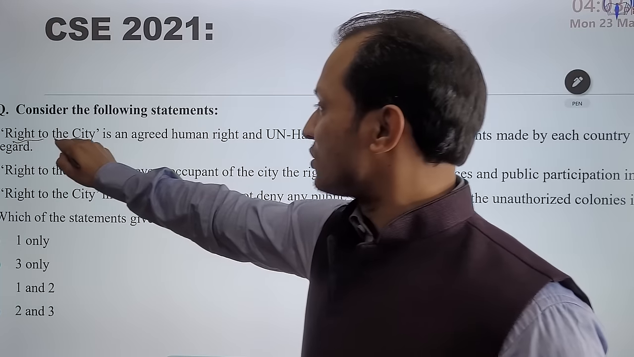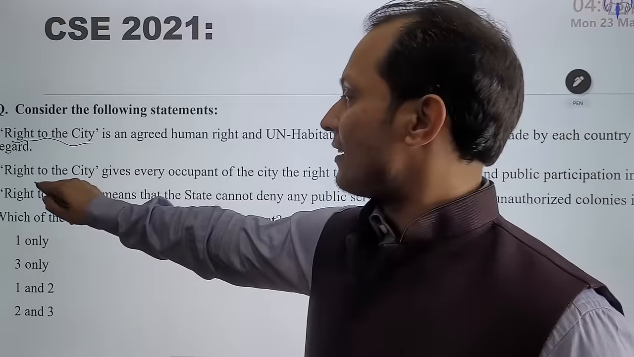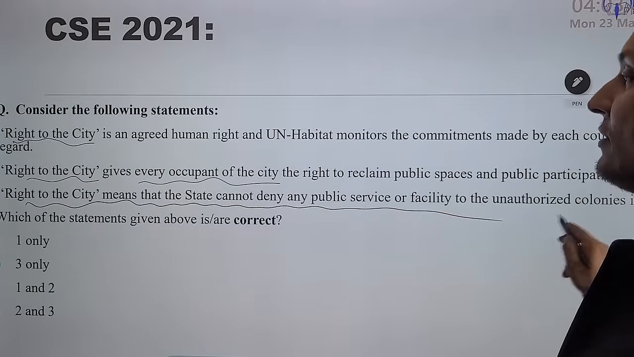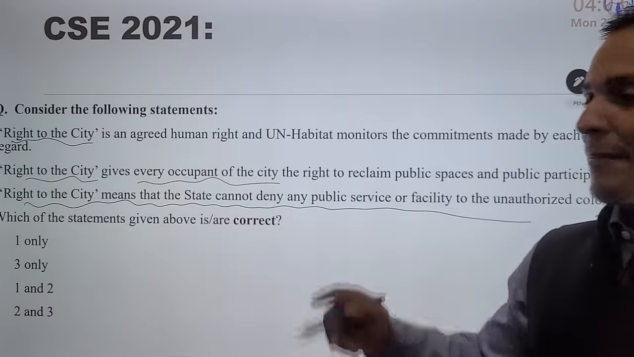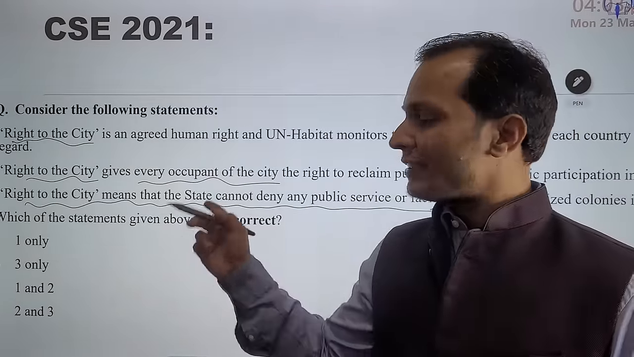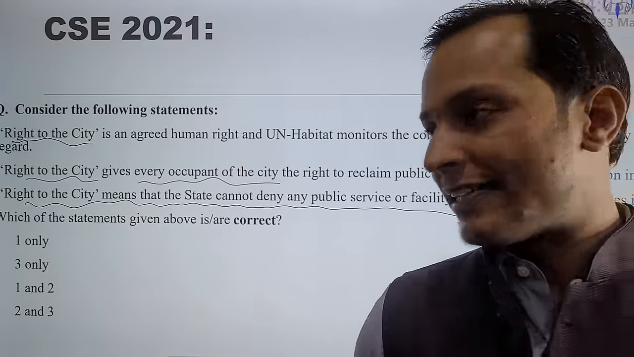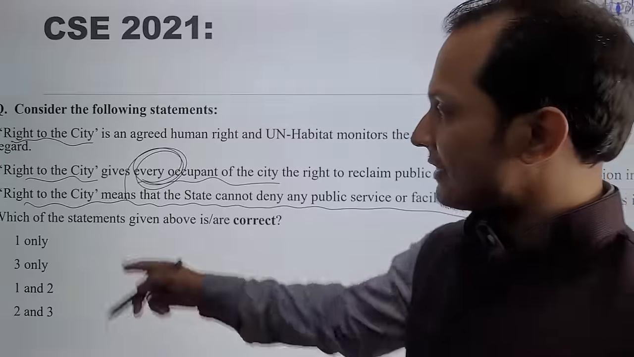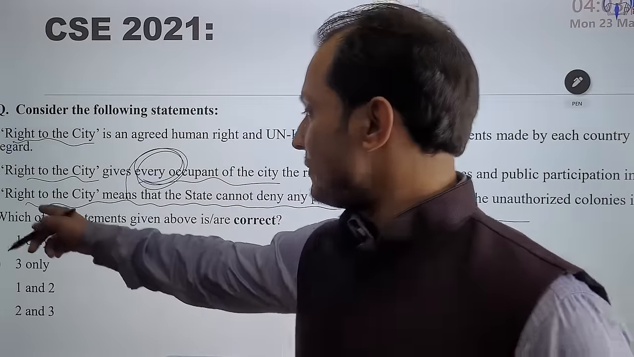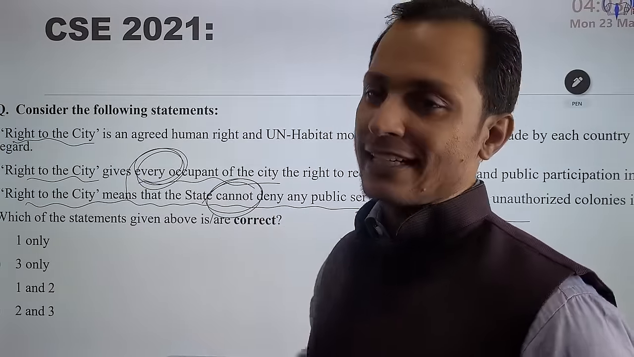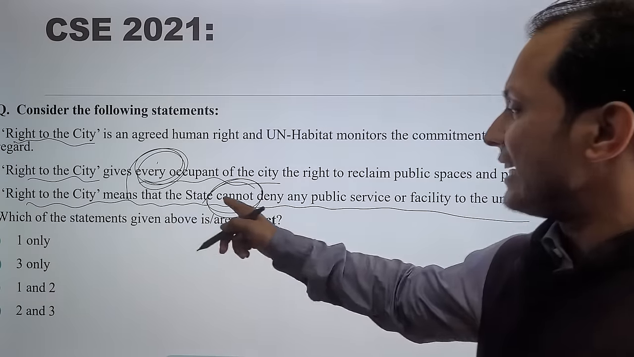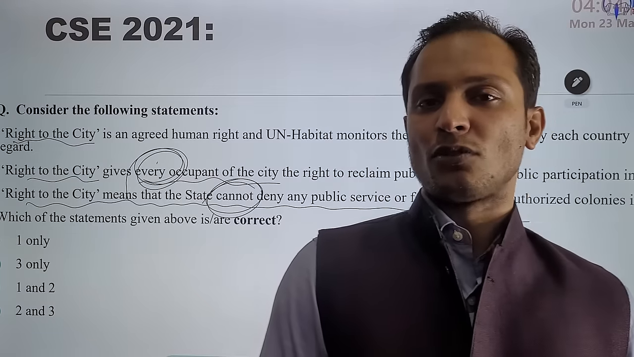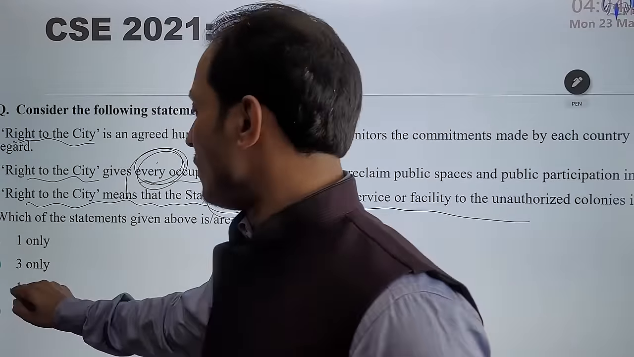Okay, you read this question. Right to city, guys. Right to city gives every occupant. Right to city means that the state cannot deny. You see here, guys, there is a trap. If you follow this technique blindly, then you will say, sir, every is an extreme word, and this statement is incorrect. You will say, sir, statement 3 uses cannot, again an extreme word. So you will say statement 2 and statement 3 are incorrect, guys. But it is not so. Only statement 3 is incorrect. Answer is 1 and 2.